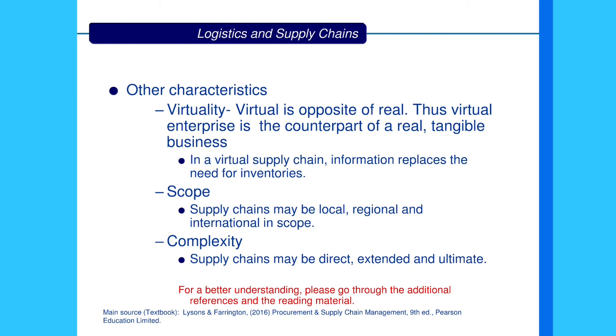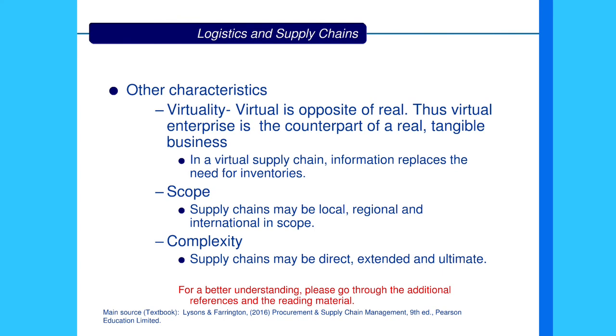Then scope. Supply chains may be local, regional, and international in scope. So any chain within your own region, Al-Batinah region, you can say it's a local chain. If you talk about Oman, you can talk about a regional chain. And if you talk about internationally, when you're connecting multiple countries, then it can be an international chain. So according to scope, you can classify them like this.